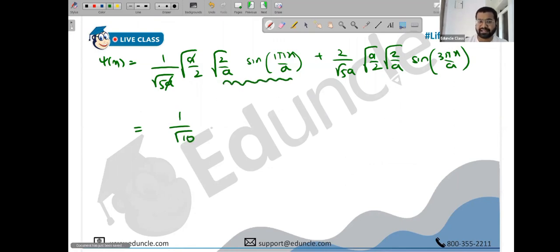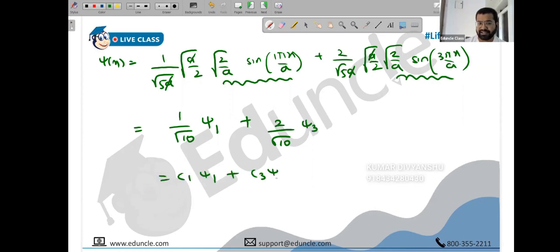Root of 2 by a sine 1 by x by a. That's psi 1. Correct. Here also, what do we see? A gets cancelled, and we have got 2 upon root 10. Now, have a look. Root of 2 by a sine 3 by x by a. This is psi 3. I hope you have it now. So this is C1 psi 1 plus C3 psi 3.